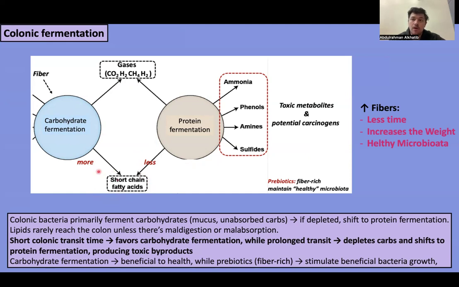If the transit time of the colon increases, this will deplete carbohydrates. And this will shift the fermentation from carbohydrate fermentation to protein fermentation. Now, protein fermentation will also give me some short-chain fatty acids, however, in lesser amounts. But the thing here is that it's going to give me toxic byproducts. So those toxic metabolites, as well as this very nasty smell, right? So it's mainly a result of the protein fermentation.